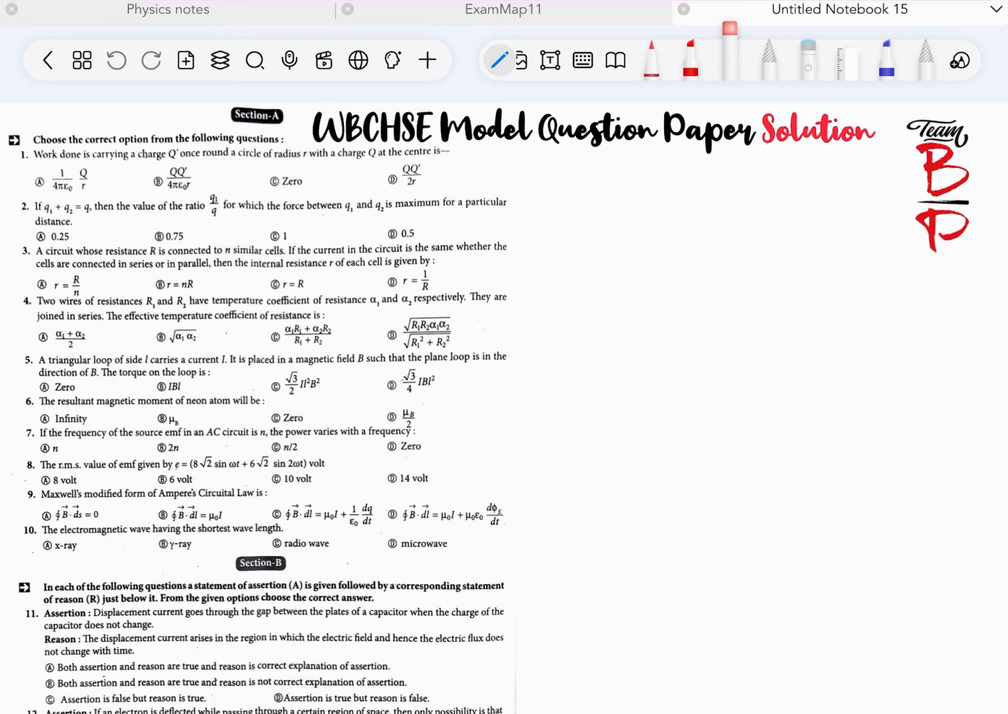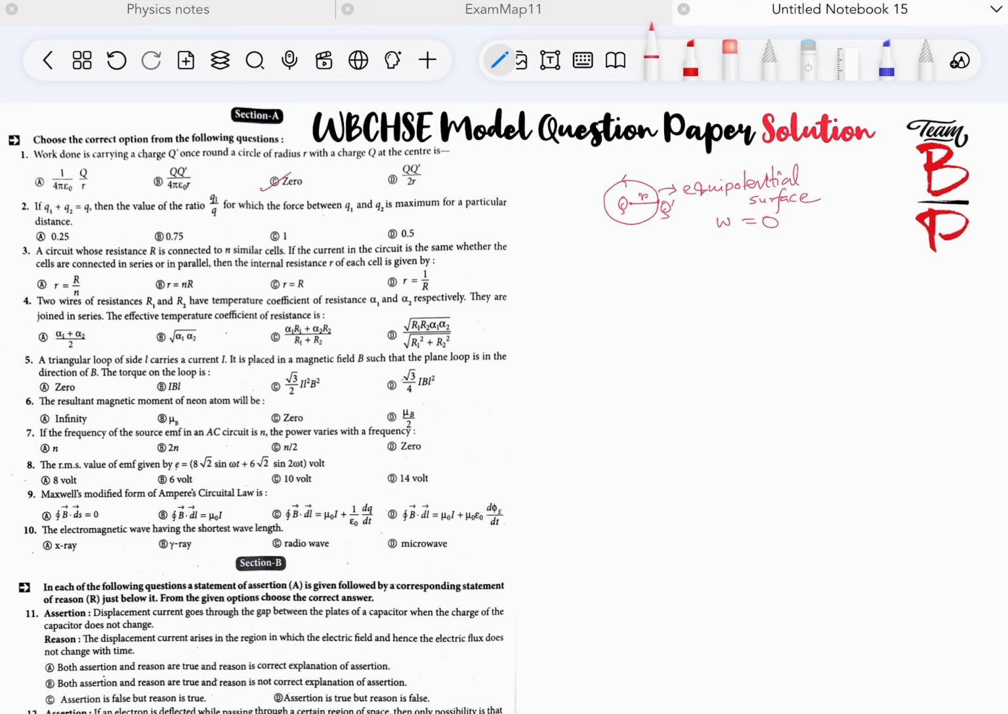So that means if we draw a circle, and Q at center, this circle will behave like an equipotential surface. So if it is an equipotential surface, then another charge Q dash moving on this equipotential surface, the total work done will be 0. So option C will be the right answer.